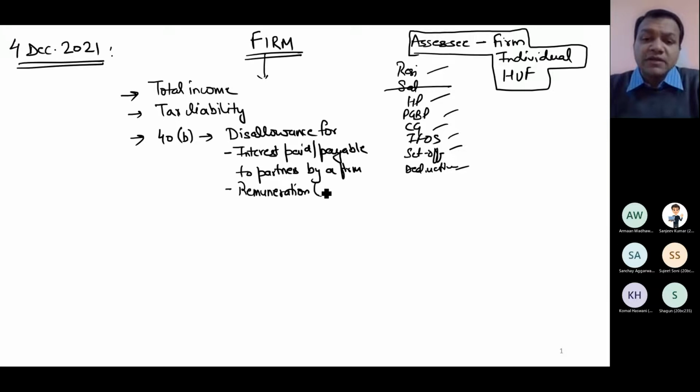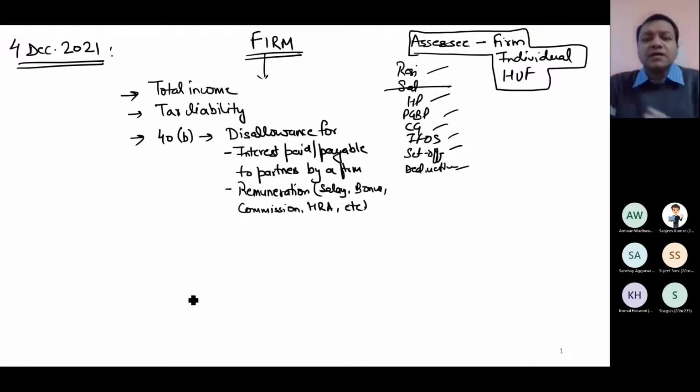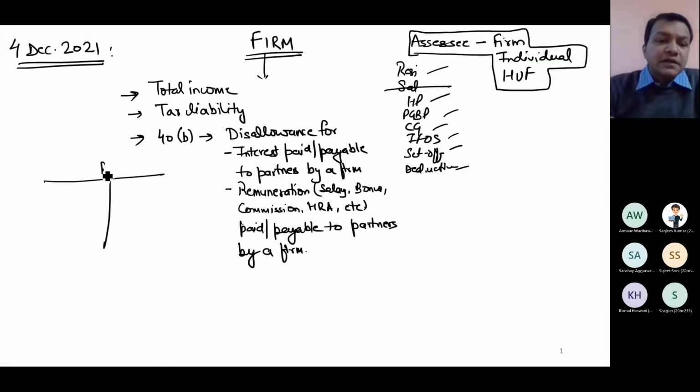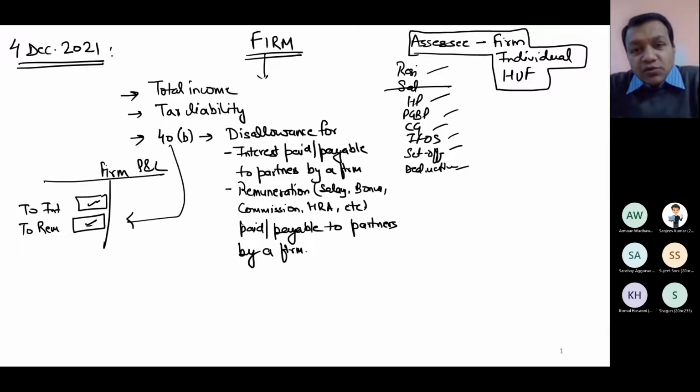When I say remuneration paid or payable to partners, it does not mean only basic salary. It can be basic salary, bonus, commission, house rent allowance, etc. by whatever name called. The point is whatever as remuneration has been given by a firm to the partners, by whatever name you say. Remuneration paid or payable to partners by a firm. So when I will discuss these things, what basically we will learn is that when a firm is preparing P&L account, how much maximum interest to partners a firm can show, and how much maximum remuneration to partners a firm can show. That is the only learning here as far as section 40 clause B is concerned.